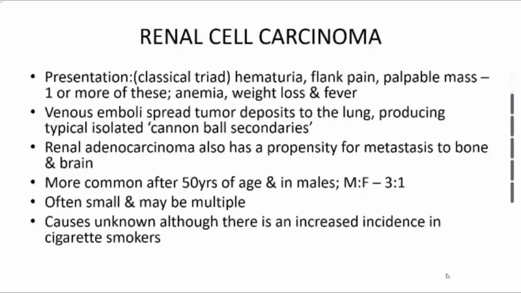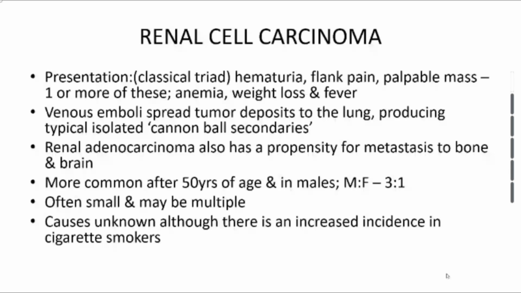So we can also have venous emboli, spreading tumor deposits to the lungs. So there is sometimes embolism. Remember, it can spread mainly through the veins, and it can go all the way to the vena cava. It goes back to the heart, and even goes to the lungs, producing typical isolated secondaries, what we call cannonballs. So when they're in the lungs, there are what we call cannonball secondaries. So remember cannonballs: there will be some opacities within the lung. Many of them can be isolated.